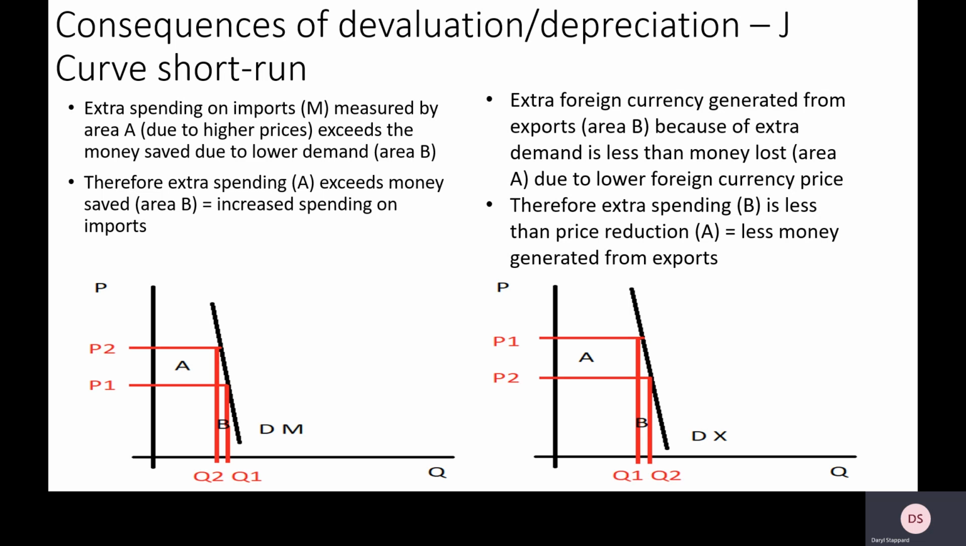So guys, in the short run on the J curve, the idea is when the currency gets weaker, fair play, there will be a fall in demand for imports. There will be a growing demand for exports, but the spending on imports will actually go up. And the foreign money that we generate from our exports will actually go down. So even though the volume is moving in the right direction, the value is moving in the wrong direction. So the trade deficit will actually get worse.